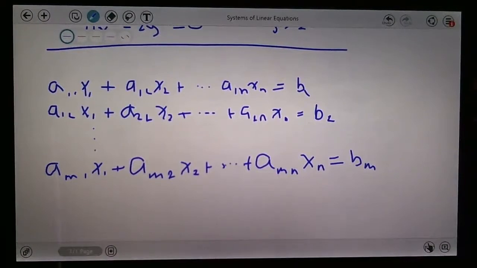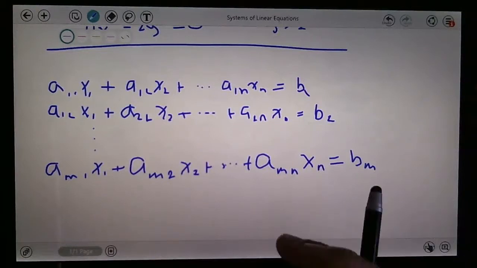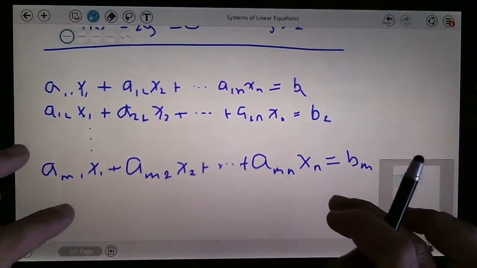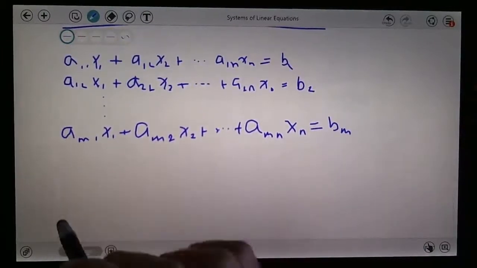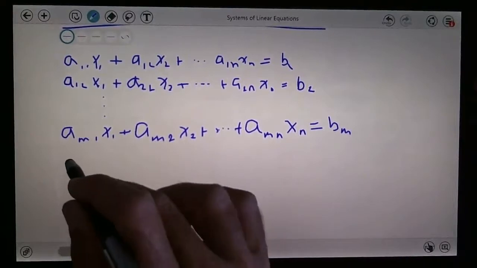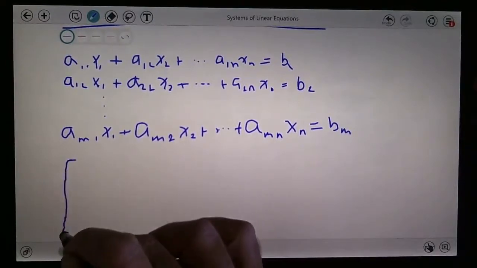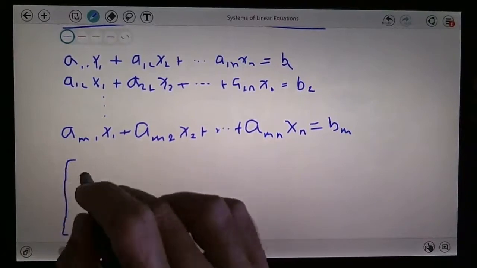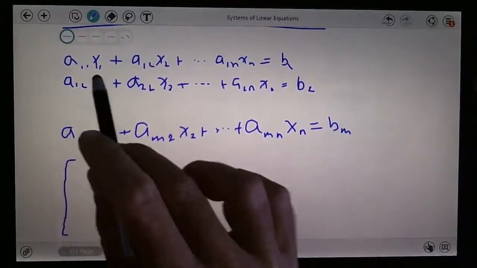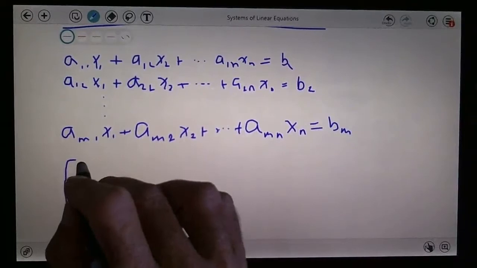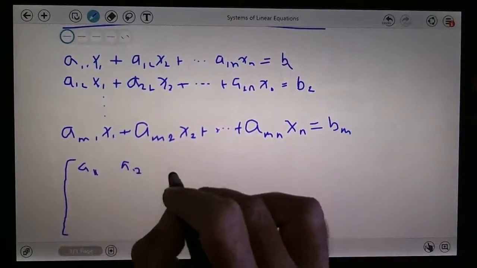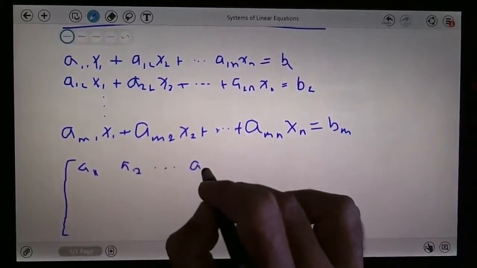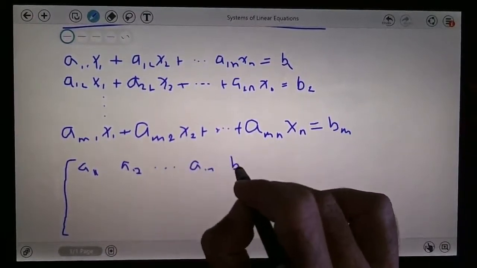In fact, we often would associate a matrix with this. Now, a matrix is just a rectangular array of numbers, and we will do a lot of things with matrices. This is just the first thing. We make a matrix which is called the augmented matrix for this system, and essentially we just write down the coefficients and the constants over here. So the first row of the matrix is going to be a11, a12, all the way up to a1n, and then I have b1 right there.